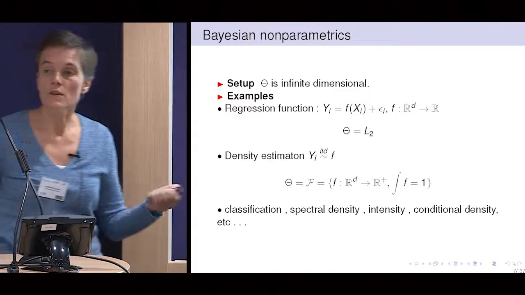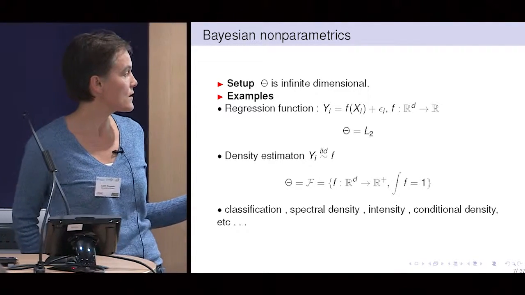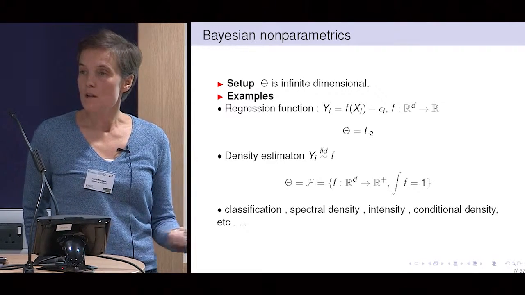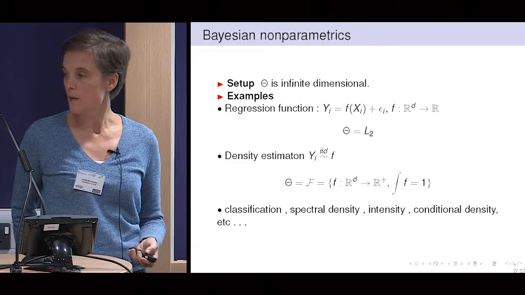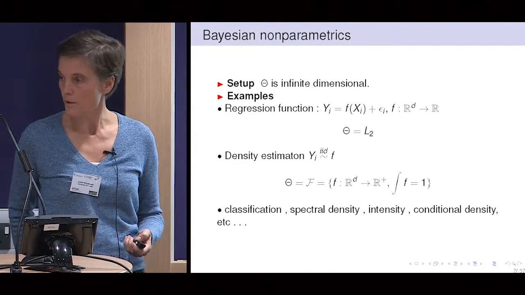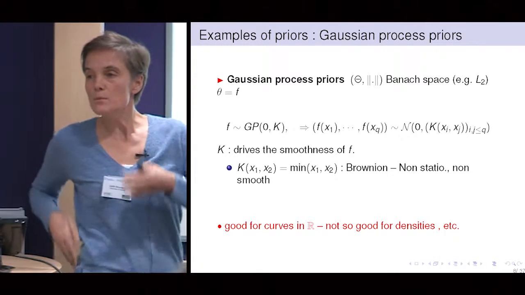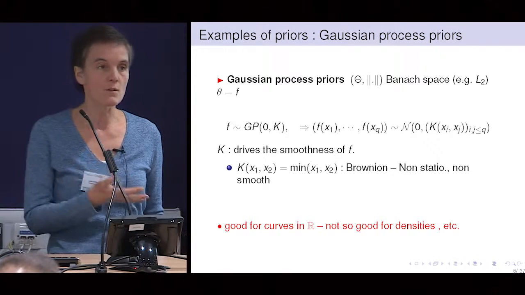But you can do all sorts of things, of course: classification, spectral density estimation, intensity function for point processes, conditional density. You can imagine whatever you want. That's the setup. Now the parameter space is infinite dimensional, so we do not have d equals 1 anymore, we have something more than that. The typical building blocks when you do Bayesian non-parametrics are Gaussian processes and Dirichlet processes.